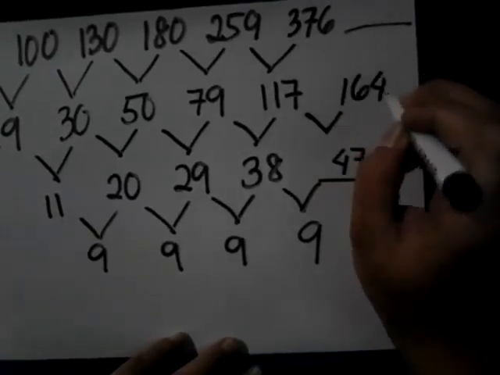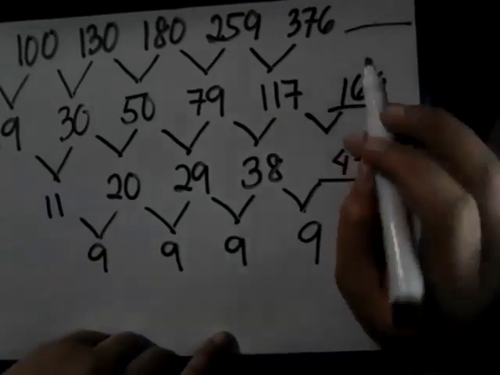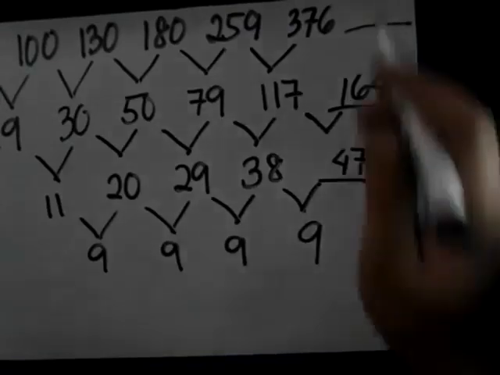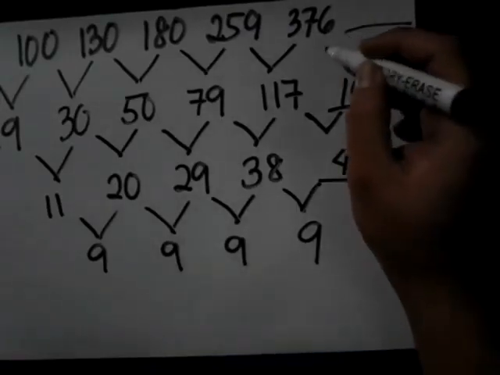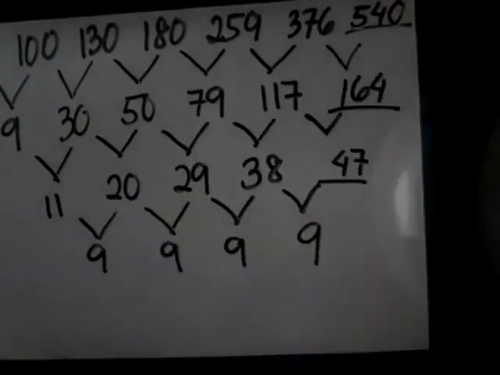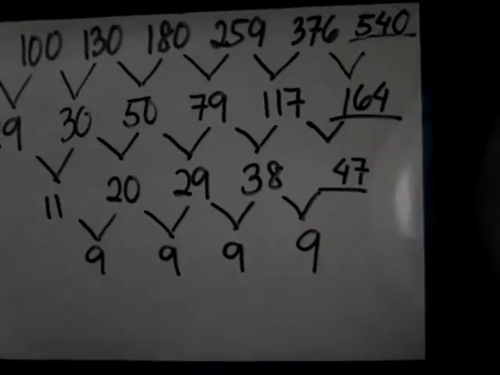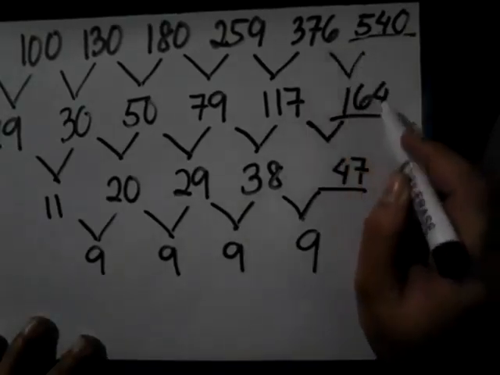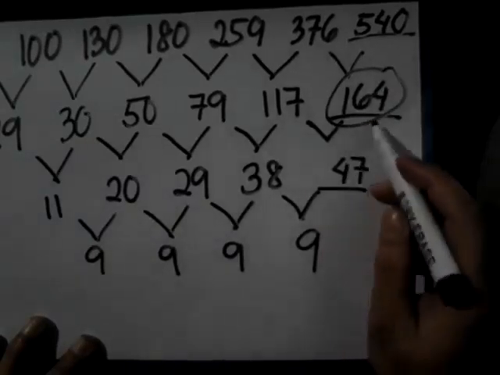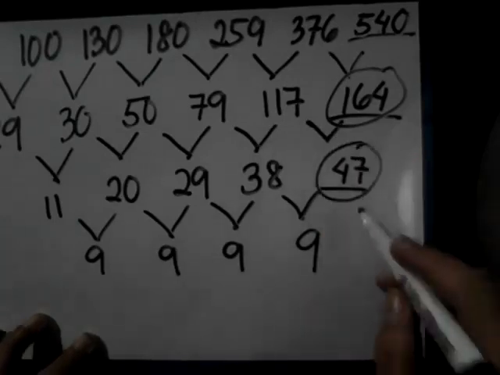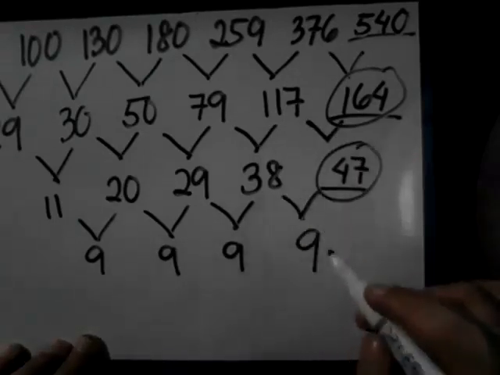So for us to determine the next term in the given sequence, let us add 376 plus 164. The answer is 540. So again, let us double check if our answer is correct. So 540 minus 376, the answer is 164. 164 minus 117, the answer is 47. And 47 minus 38, the answer is 9.